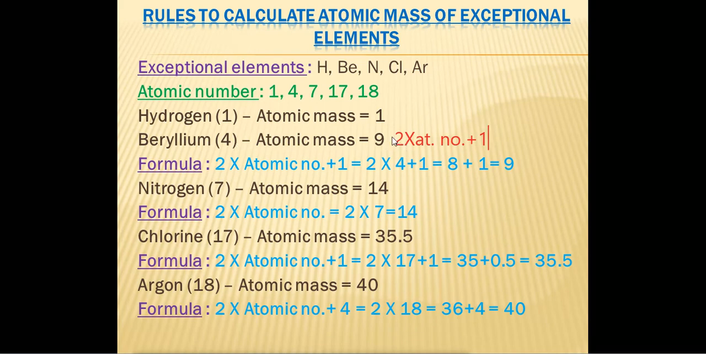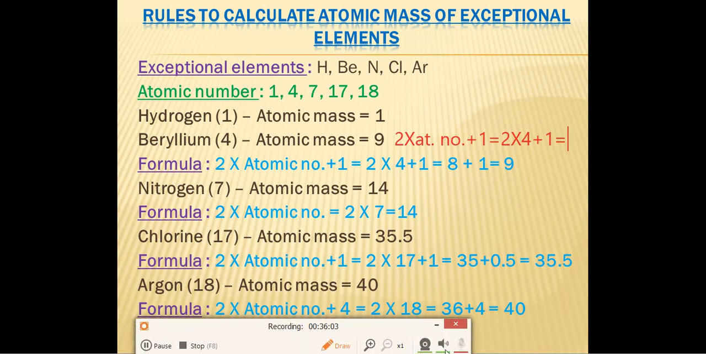2 into atomic number, that is 2 into 4 plus 1. 4 twos are 8, plus 1, that is 9. You will get the atomic mass of beryllium as 9. You have to use just the opposite formula. You cannot use the even formula. Over here you have to use the formula which we use for the elements having odd atomic number.